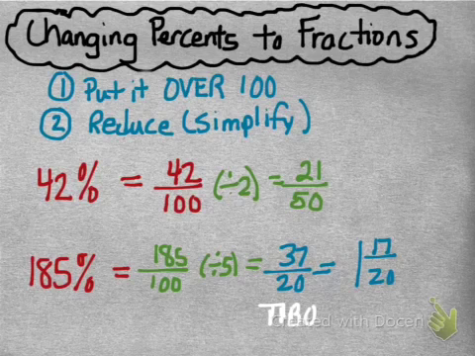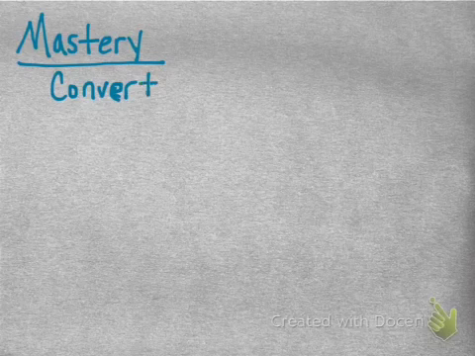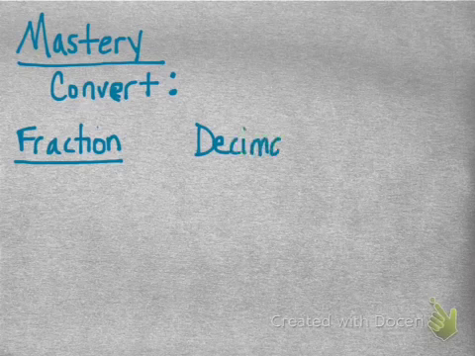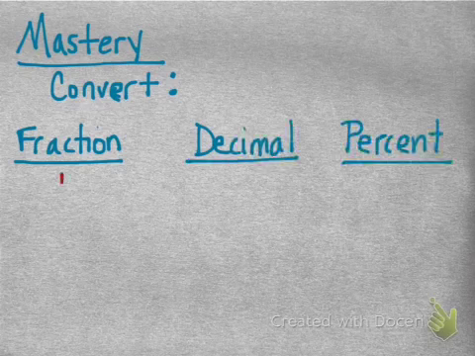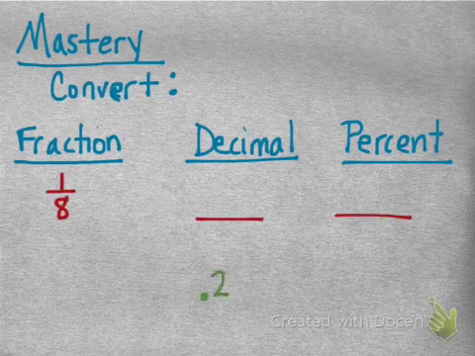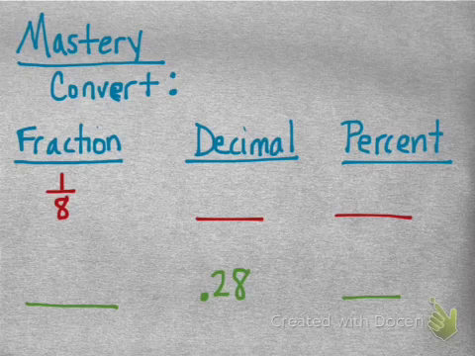Okay? Alright, so that is converting between fractions, decimals, and percents. Let's take a look at your mastery now. You want to have this ready for tomorrow so we can move on. And all I want you to do is convert the given number into its fraction, decimal, and percent form. So I'll give you one of the 3, you fill in the other 2. Okay, in your first example, I'll give you the fraction 1/8. You tell me its decimal and percent. And in the second one, the decimal is 0.28. You tell me the fraction and the percent. Okay? Good luck.